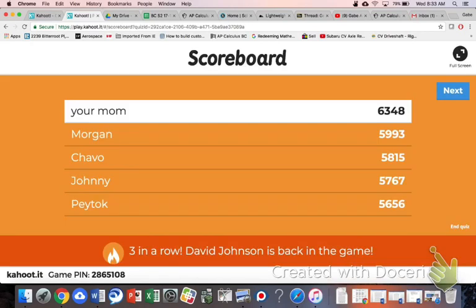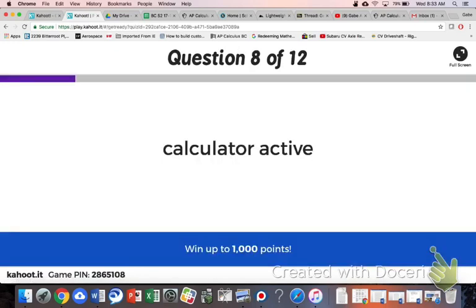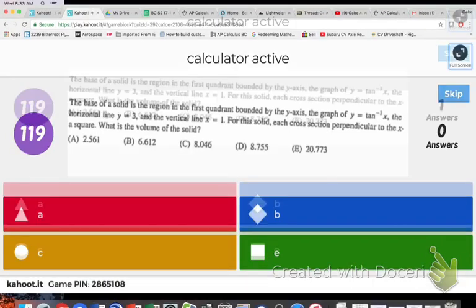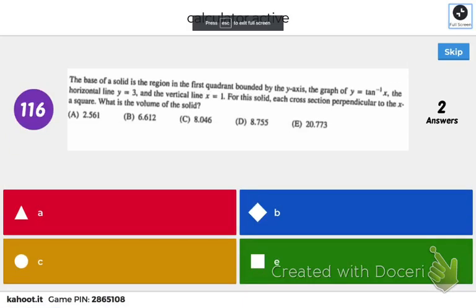Here's your leaderboard. All right. Question 8. Hopefully this one is a little bit easier to see. Tan with a little negative 1 is arctangent or inverse tangent. And that's the x-axis on the right edge there.